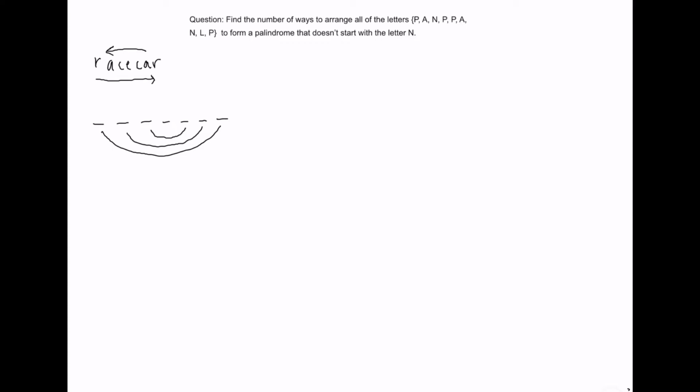If the length is even, for example here, then these two have to be the same, these two have to be the same, and these two have to be the same for it to be considered palindromic. Now let's return to the problem at hand. First, let's list out what characters are in the list. There are 4 P's, 2 A's, 2 N's, and 1 L.